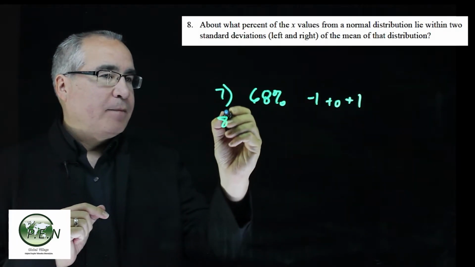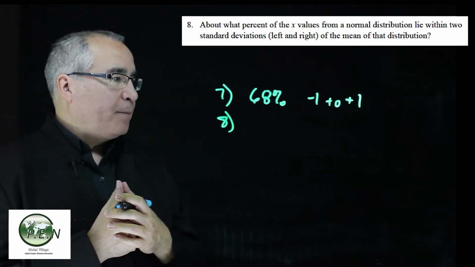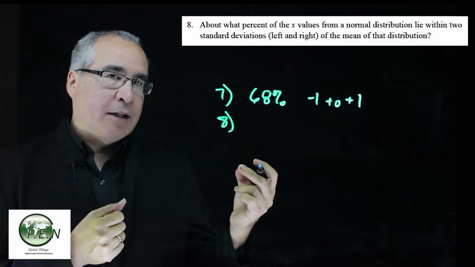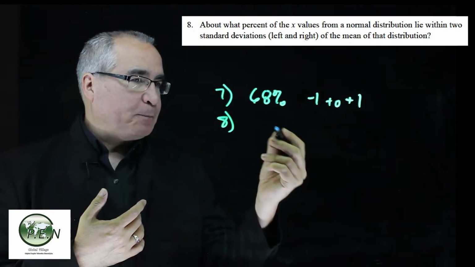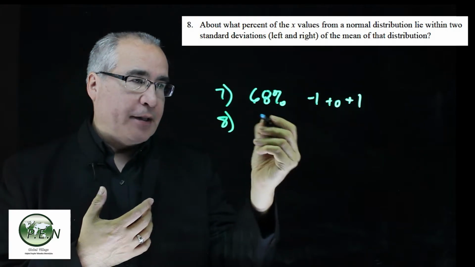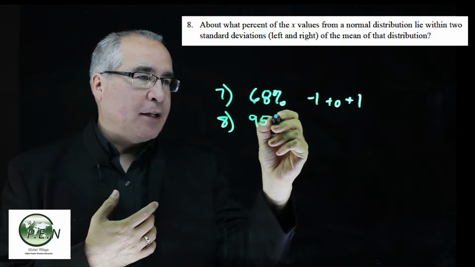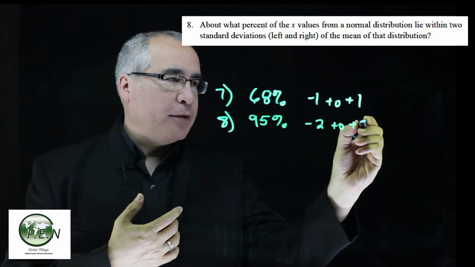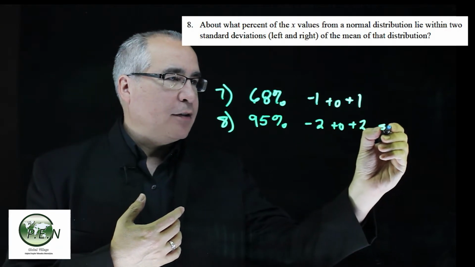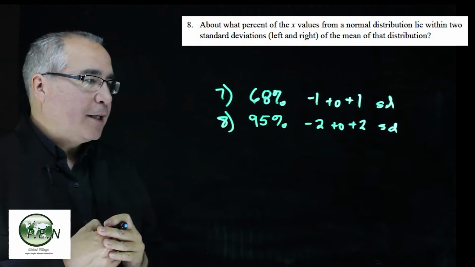Question 8, it's asking about using this empirical rule again, but now we're looking at 2 standard deviations to the left, 2 to the right. And from the last slide we saw, that's 95%. So that's from -2 to +2. And these are standard deviations. Standard deviation, we'll just abbreviate with SD.